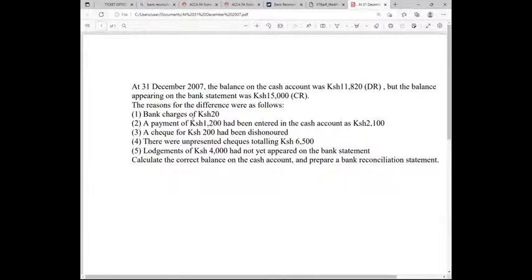This is quite a bad question that I've been given. How can we have bank charges of that amount? Even in 2007, bank charges were way higher. But because it's for illustration, no worries.